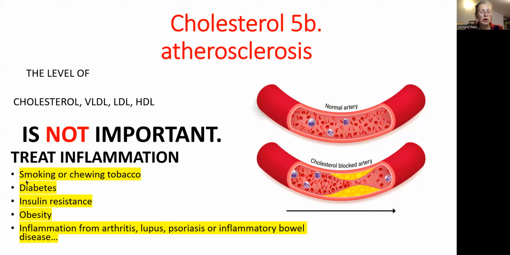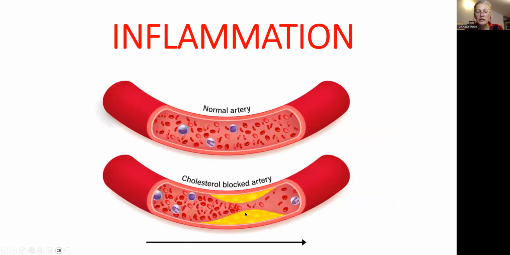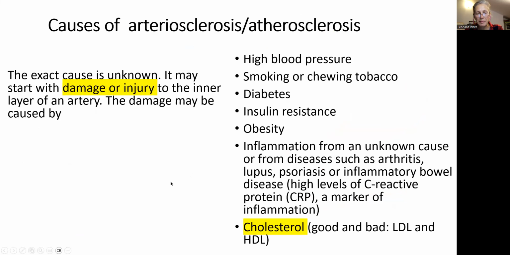And today I'm going to talk about how smoking and chewing tobacco creates inflammation, diabetes, insulin resistance, obesity, inflammation from arthritis, lupus, psoriasis, other autoimmune conditions, irritable bowel syndrome contributes to atherosclerosis. And I'll say a few words how to deal with that, and you will understand it actually. So let's go. So inflammation here in the atherosclerotic plaque and all over the body.